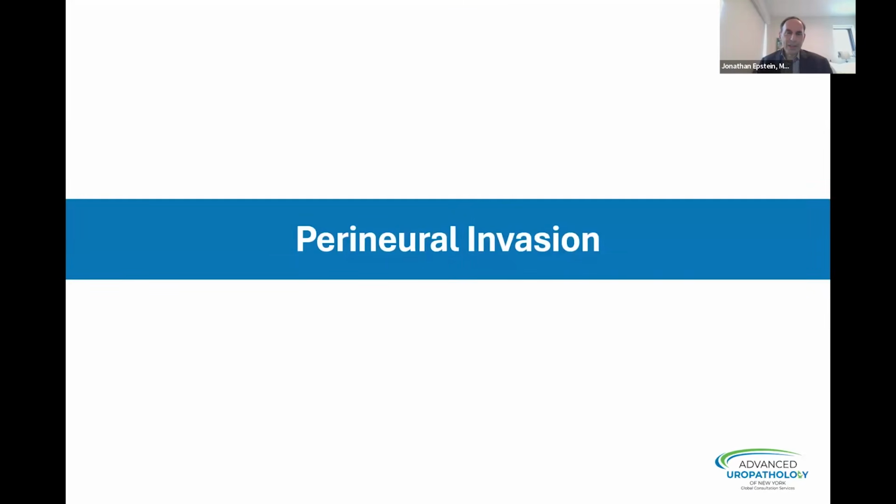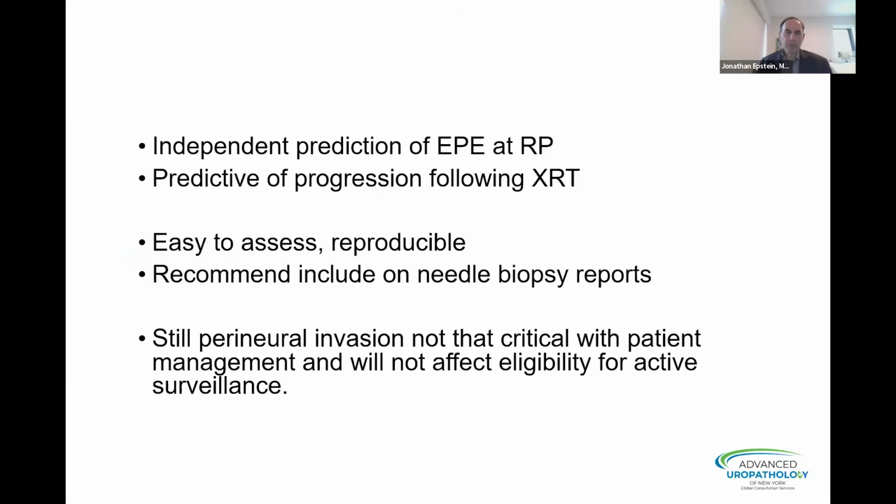Another thing you'll see on a pathology report is whether there's perineural invasion. It is somewhat of a predictor of prognosis. It can predict extraprostatic extension. It's not 100%, but it has some prediction at radical prostatectomy, and it has some prediction of progression following external beam radiotherapy. It is more reproducible than grading. It is recommended to include it on your biopsy reports. But just like with measurement of cancer, what I would emphasize is that perineural invasion is not that critical for patient management and typically will not affect eligibility for active surveillance.